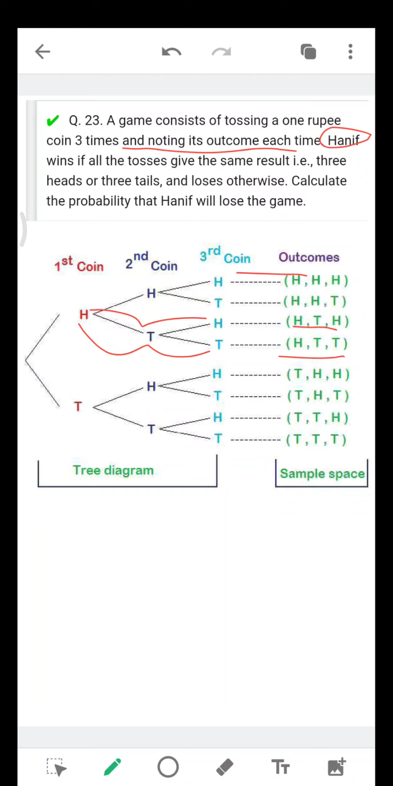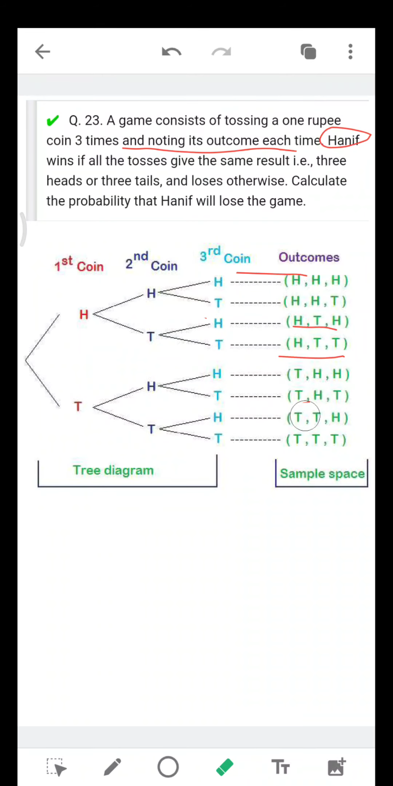Next, coming to the next one, tail: THH, sorry, THT. Then TTH, then TTT. This way you have to carefully write the sample space.